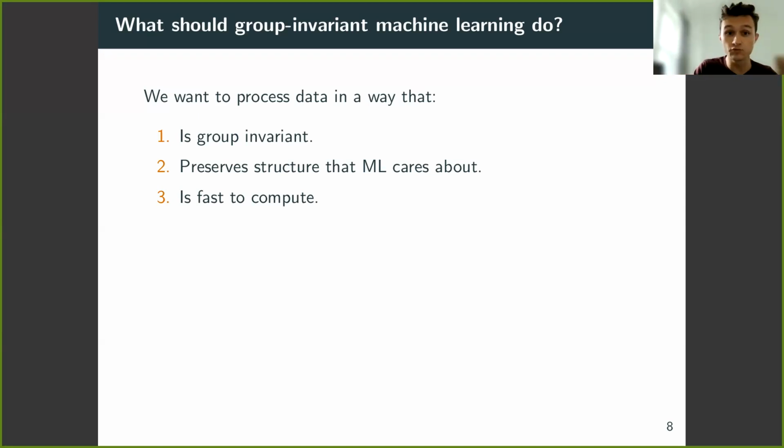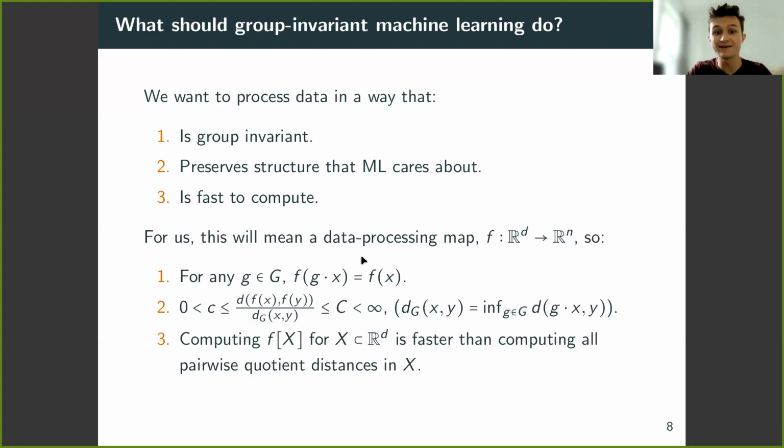So first, to be group invariant means that if I have some group action on my data points, and this is the first mathy slide, I apologize, my function shouldn't care which element I get. I should be able to spin my data points by any group element, and I should still get the same output.